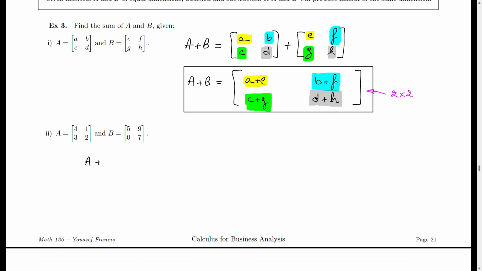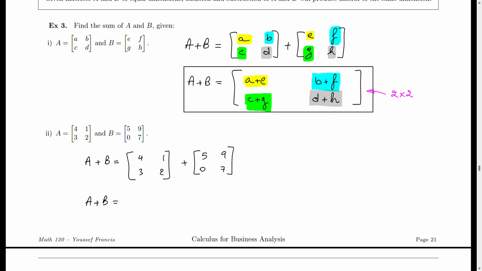So I'm going to do part 2 of this problem where I'm given matrix A with 4, 1, 3, 2, and matrix B with the numbers 5, 9, 0, 7. And I'm being asked to add them up. So let's go ahead and do that.